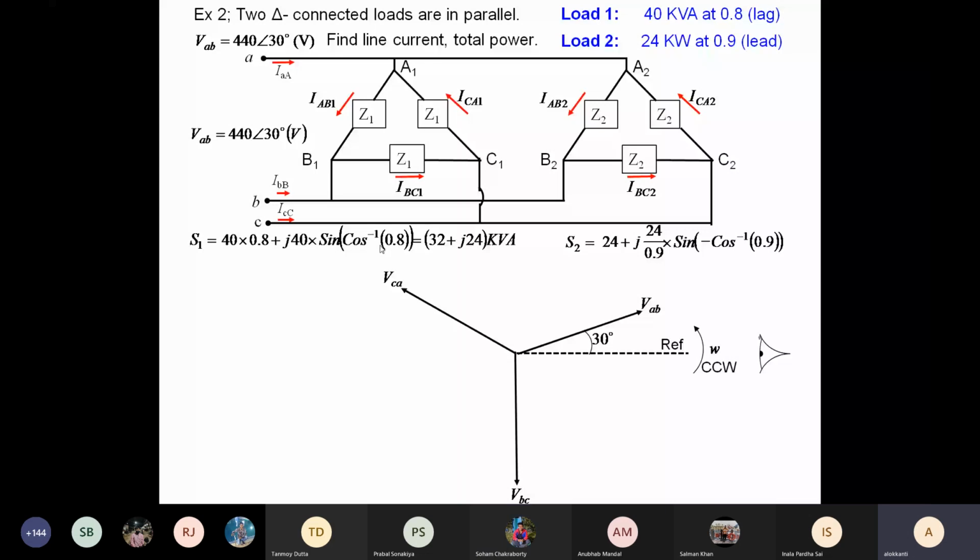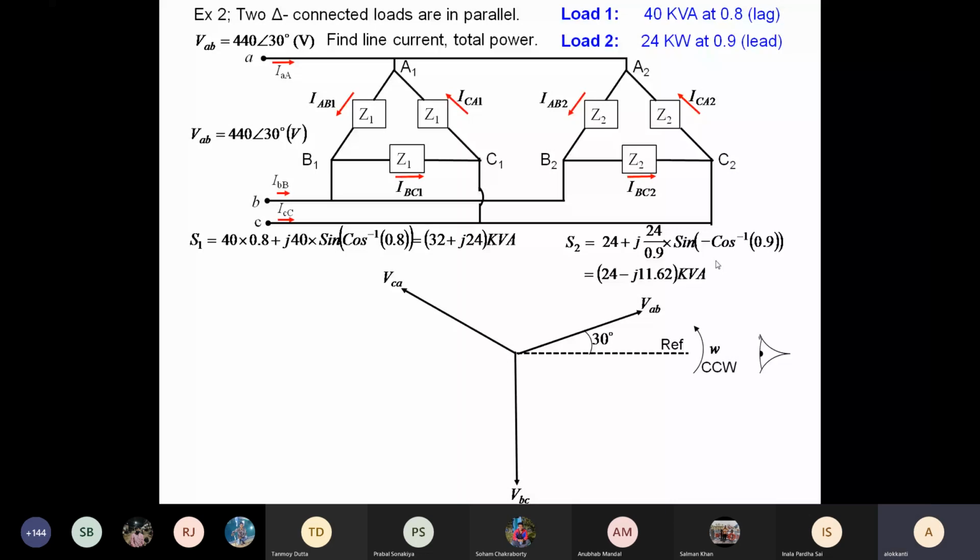So what will be S2 now? 24 minus J11.62 kVA. You see that because it is leading, the minus automatically comes. Once we have S1 and S2, the second part of the problem is done, because the second part is the total power. So you just add these two: the real part gets added, the imaginary part gets added. So overall, what type of power is it effectively?